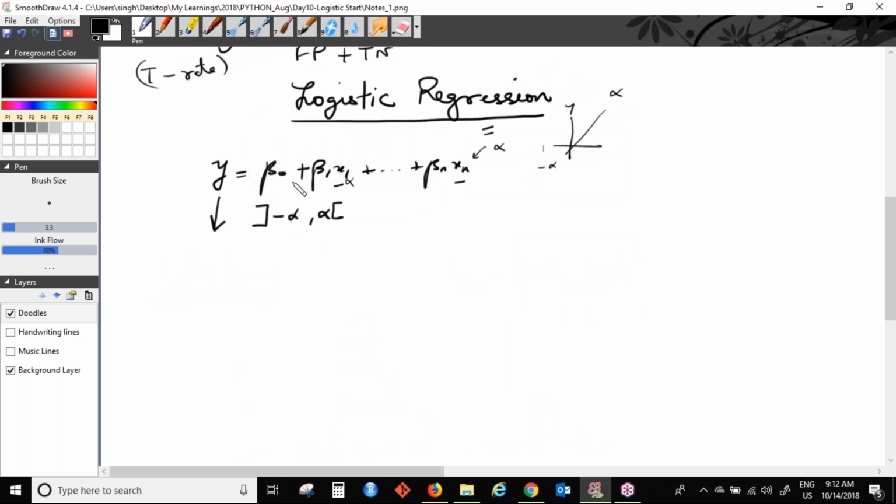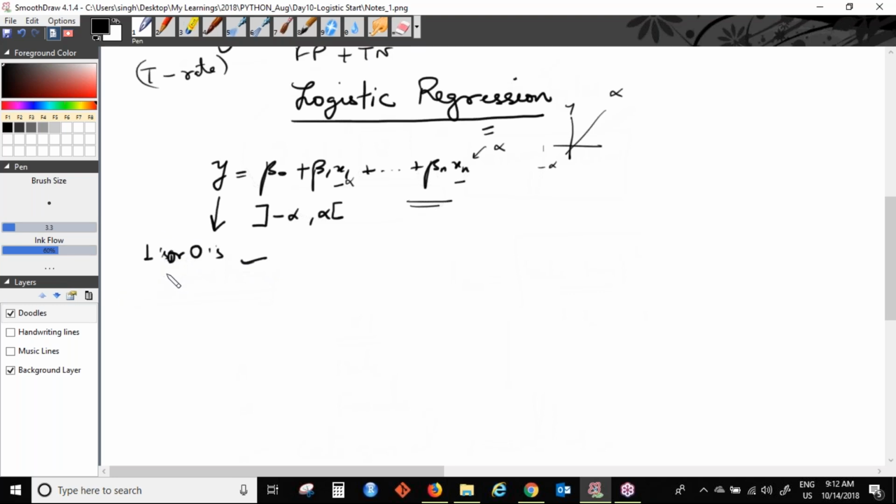Now, how can we use this in logistic regression? Because we know in logistic regression, our values can only be ones or zeros. It cannot be anything else. So how can we utilize this equation and meet this constraint also? Our constraint here is that our output should always be between ones and zeros.